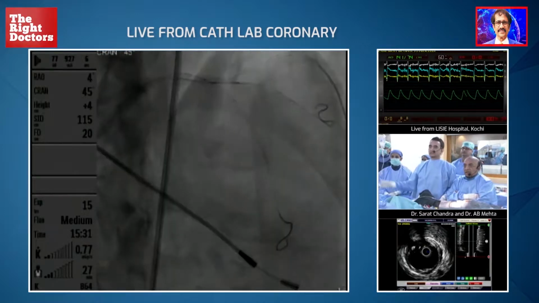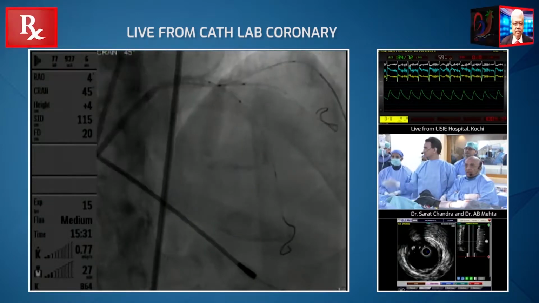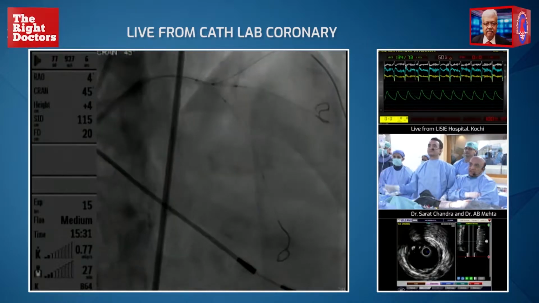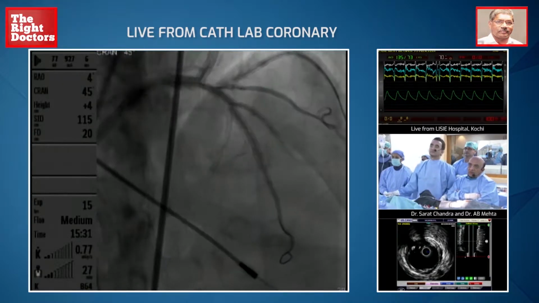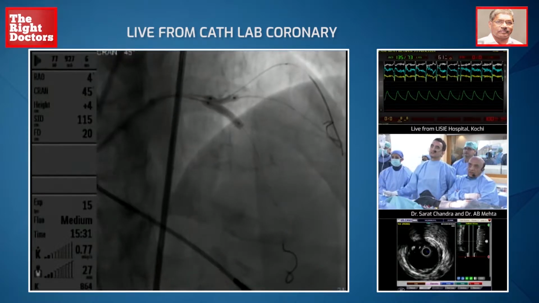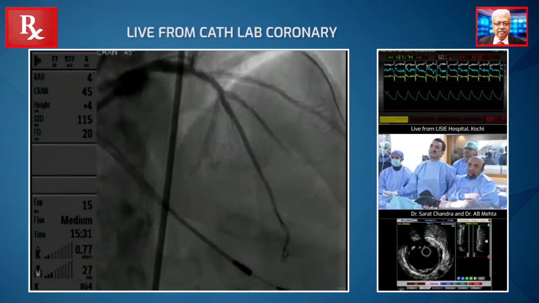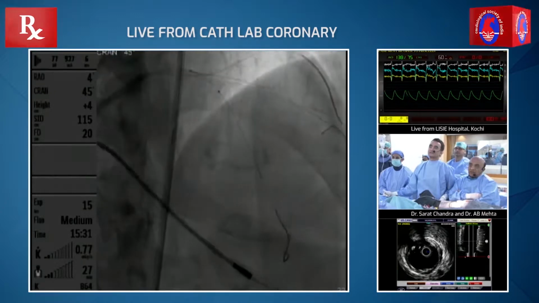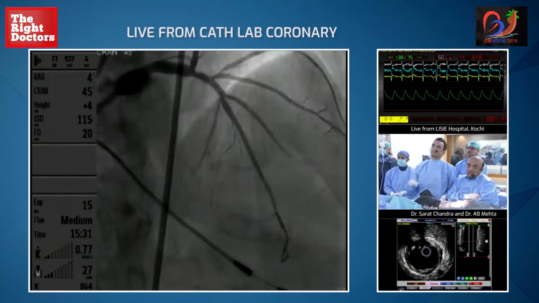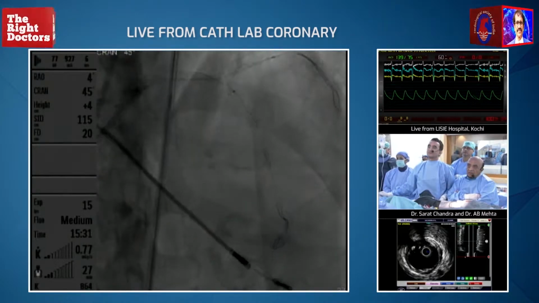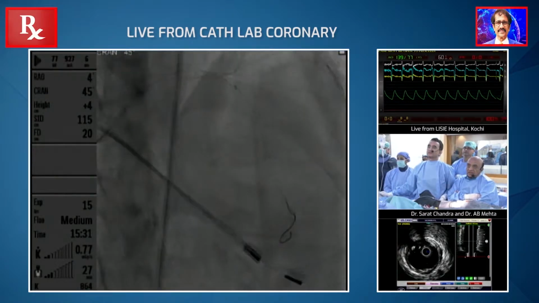Now, having prepared the bed in the LAD, there was no need to have 2 wires in the side branch. So we removed the 1 wire. This was done with the presumptive idea that we might have to do a mini crush. But as you can see, we changed our mind, and there was a plaque shift here, which we removed by just a gentle balloon dilatation.